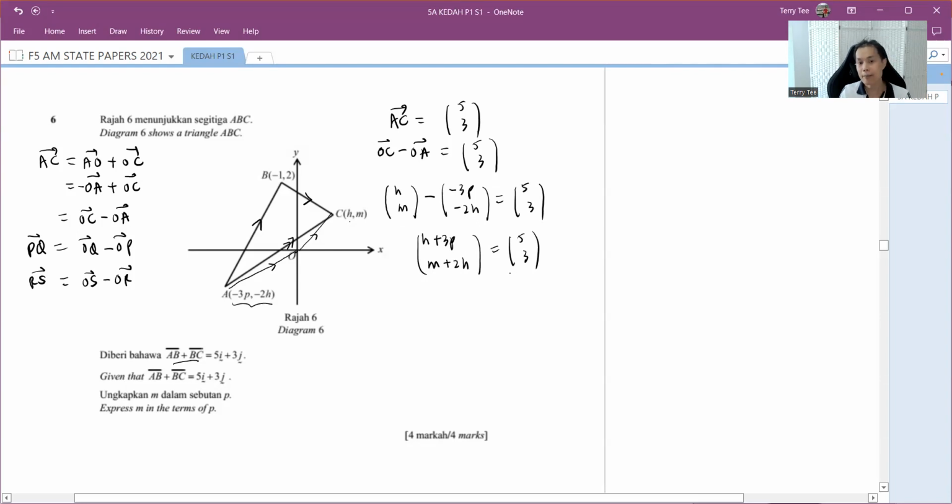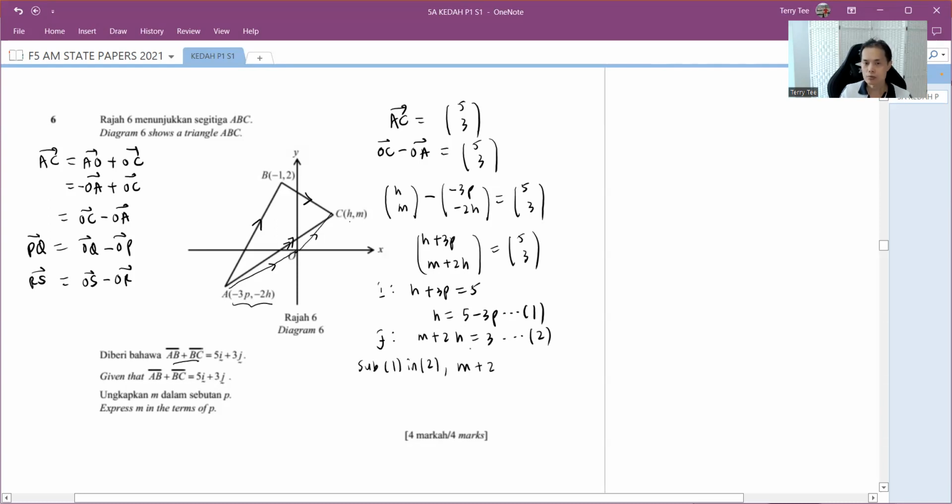I want to find m in terms of p. If you want m in terms of p, I must get rid of h. So let's compare our i component. My h plus 3p is now 5. If you want to get rid of h, we make h the subject: 5 minus 3p. Call this equation 1. Then you compare your j component. Your m plus 2h is now 3. Call this equation 2. When you substitute equation 1 into equation 2, we can get rid of h.